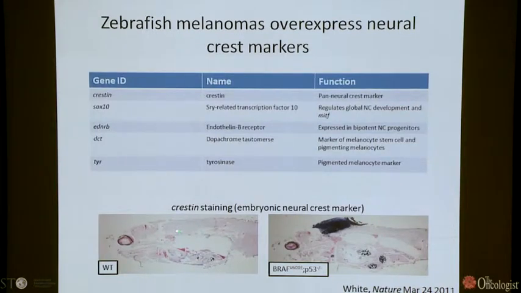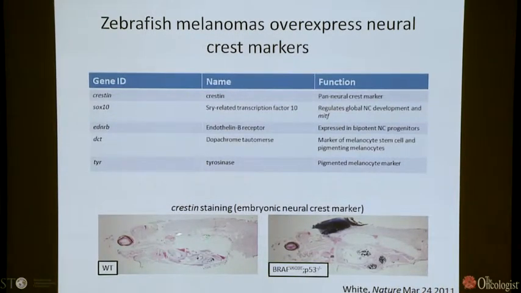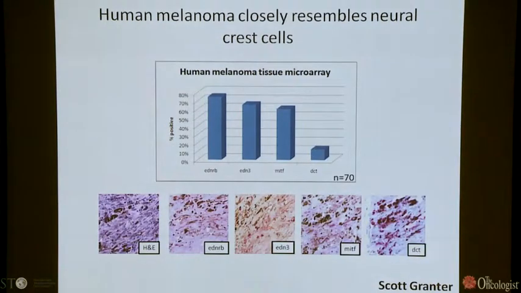So this is a zebrafish, much like the one I've showed you previously. This is a wild-type fish sectioned longitudinally, so that's its eye, that's its belly, that's its dorsum. And you can see when you stain it for crestin, this embryonic neural crest stem cell marker, it's essentially completely absent, which is what you would expect. But in the tumors stained purple here, you can see virtually the entire tumor is positive for this early embryonic neural crest marker. What this really suggested to us is that many melanomas recapitulated early neural crest development or early embryonic development. This turns out to be true in human melanoma as well.